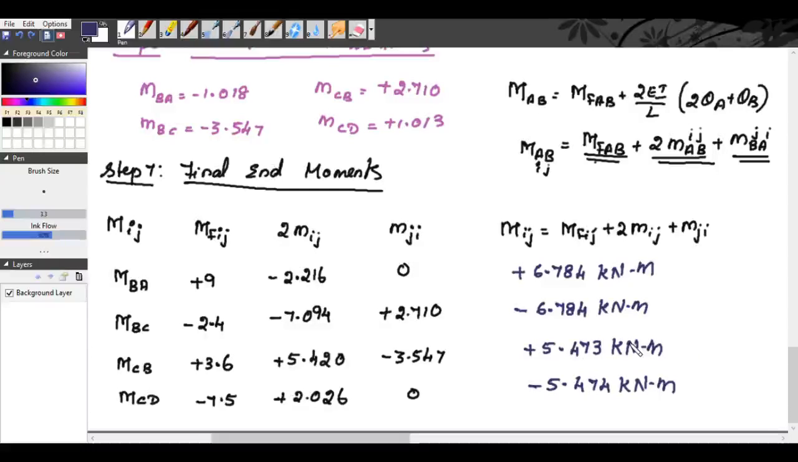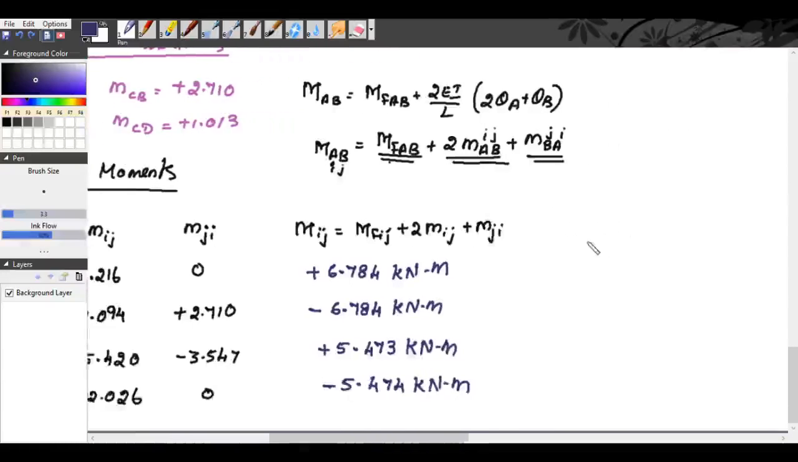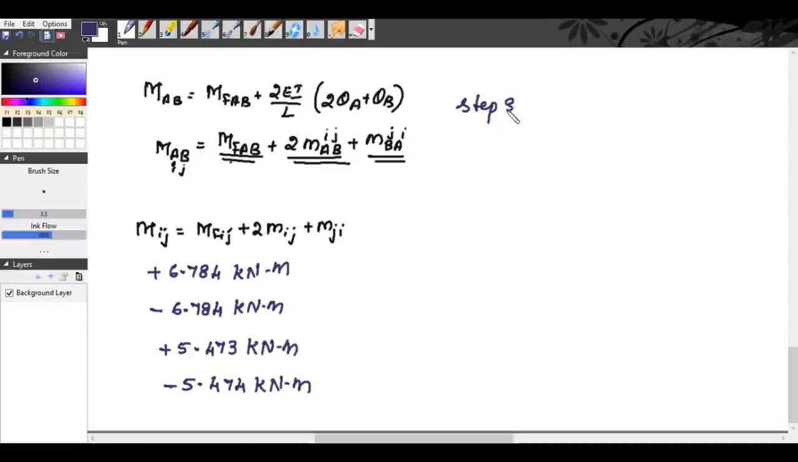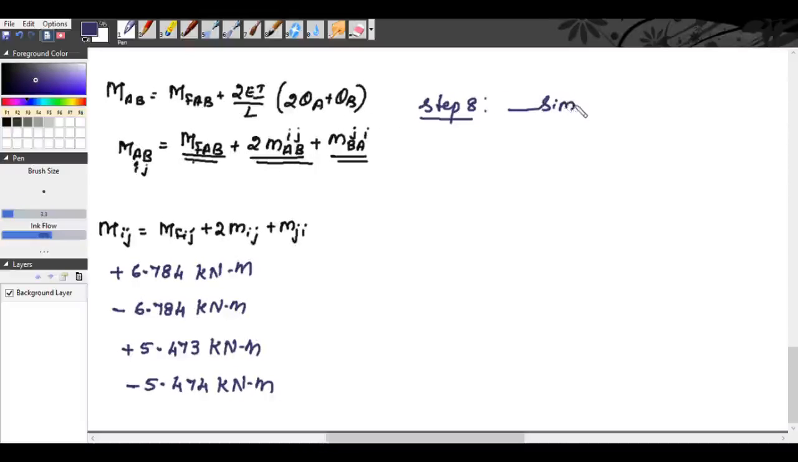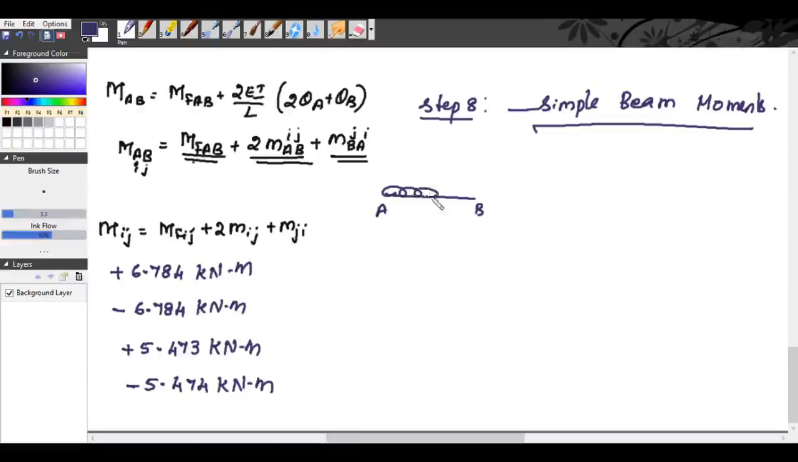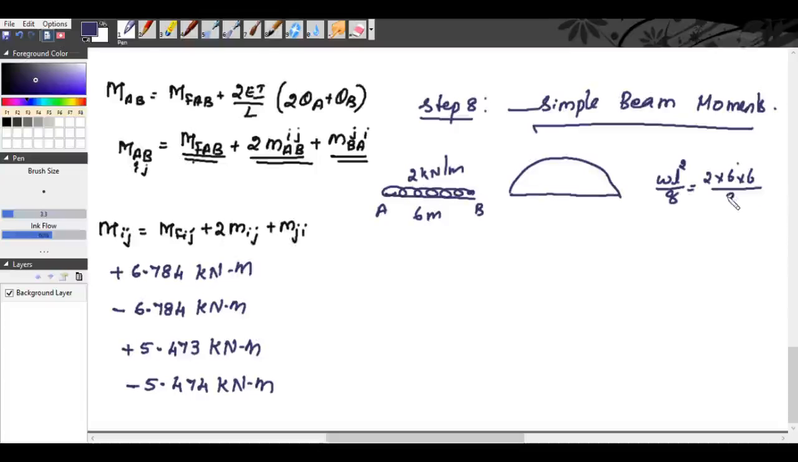Now last step, we will find the simple beam moments: minus 7.5 plus 2.026, plus 0 we get the simple beam moments in order to draw the bending moment diagram. So these are our simple beam moments for the span AB. We have a UDL, and our simple beam moment will be a parabola, WL square by 8, with a span length of 6 meter. So we get simple beam moment 6 square divided by 8.